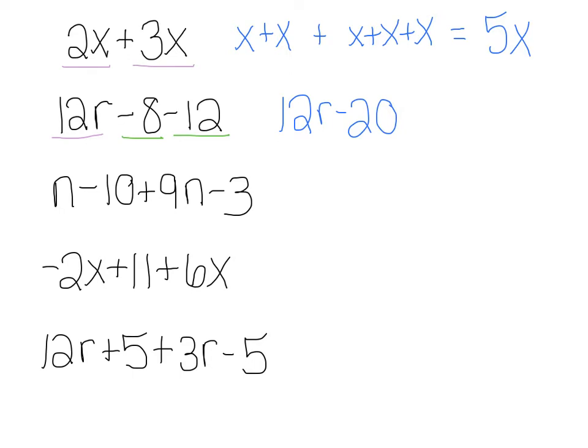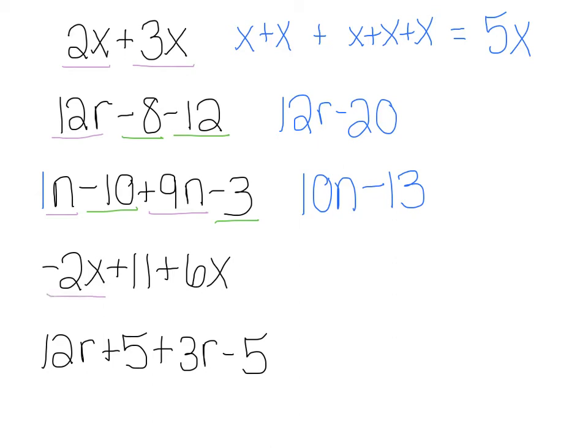All right, we have n minus 10 plus 9n minus 3. So one of my terms is n, and its other like term is 9n. Then we also have negative 10 and negative 3, which are like terms. So starting with my n and 9n, remember that there's a coefficient of 1 if no number is written there. So 1n plus 9n is 10n, and negative 10 minus 3 is negative 13. So this simplifies to 10n minus 13.